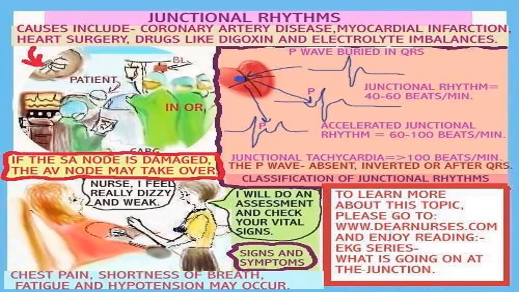So here we have a patient with junctional rhythm. Some of the causes of junctional rhythms include coronary artery disease, myocardial infarction, heart surgery, some drugs like digoxin, and electrolyte imbalances. If the SA node is damaged, your AV node takes over.